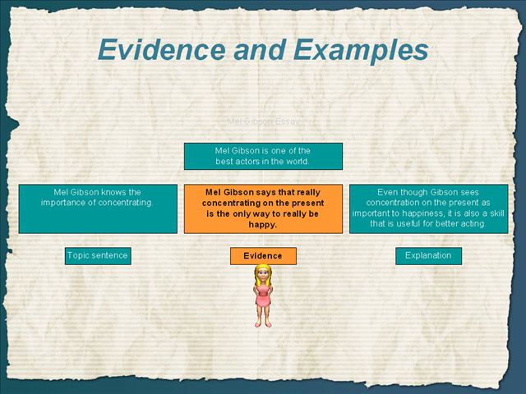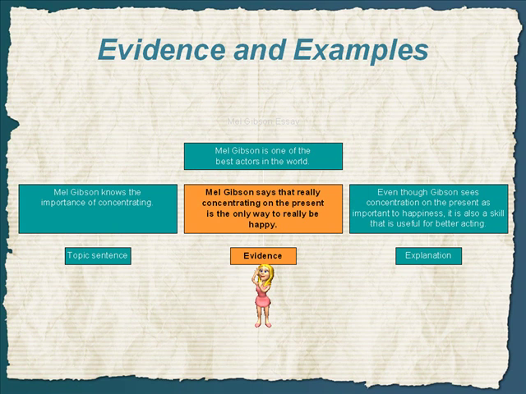On this page you can see my breakdown of the Mel Gibson essay. The proposition is, Mel Gibson is one of the best actors in the world. Well, how would I write a paragraph to support this? Well, my topic sentence, my evidence, and my explanation need to relate to each other. My topic sentence is, Mel Gibson knows the importance of concentrating. How would I support this, especially using the quote that I've just said?